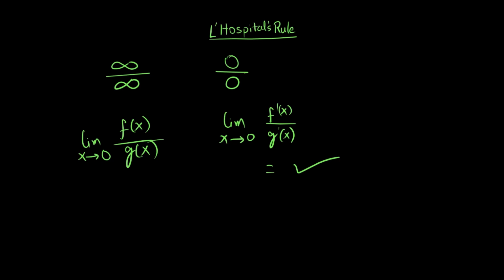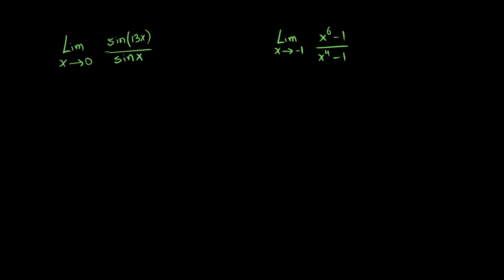Let's see some examples. We have sin 13x over sin x and the limit x is approaching 0. Well, if you plug in 0 for x, 13 times 0 is 0, so you have sin 0, and then in the denominator you have sin of x, which is 0, which becomes 0 over 0. It's an indeterminate form. So we'll apply the L'Hopital rule.